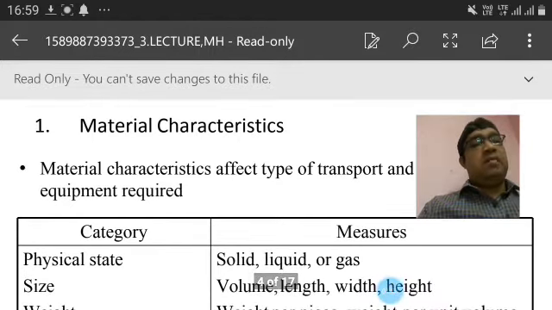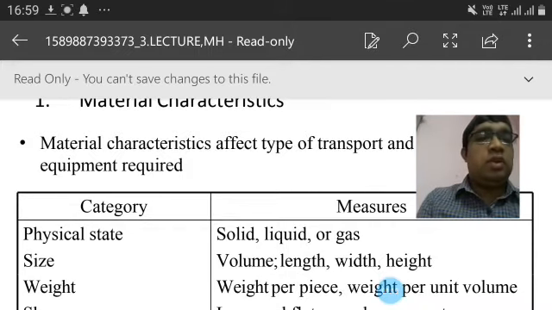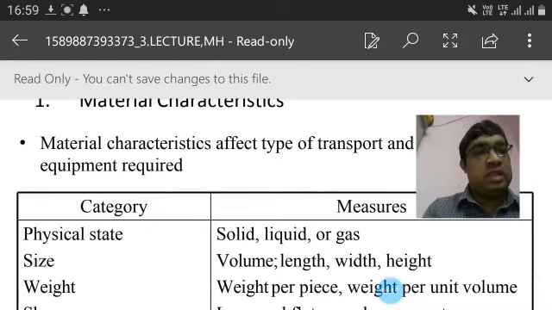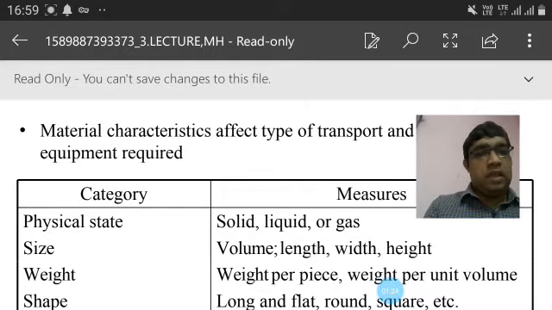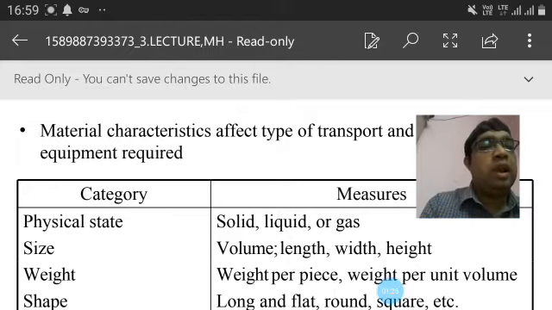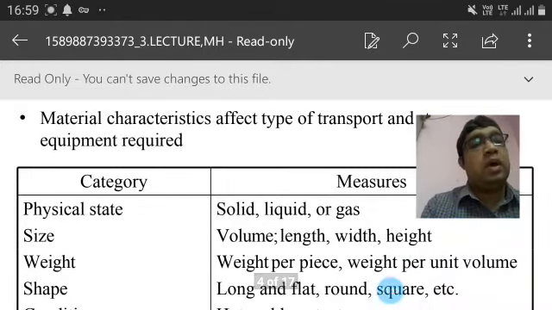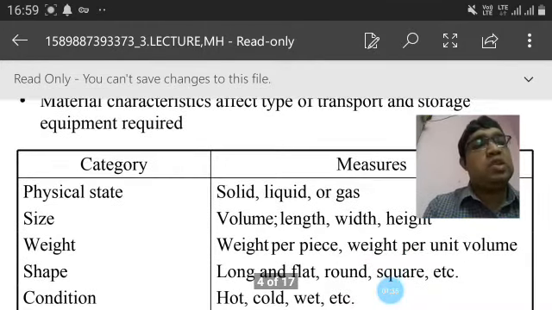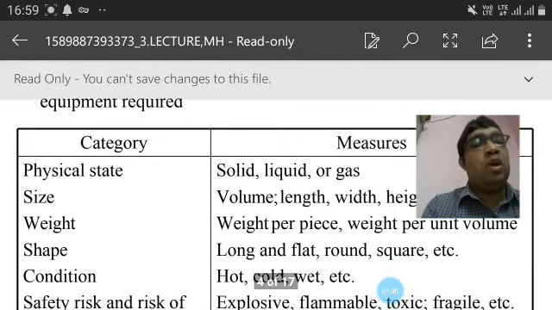The physical state is considered as a measure: solid, liquid or gas. The physical state will be required, whether the material is of solid, liquid or gaseous type. Then the size: the volume, length, width, height, which will be required for solid particles. And the weight of these materials: the weight per piece and weight per unit volume will be considered.